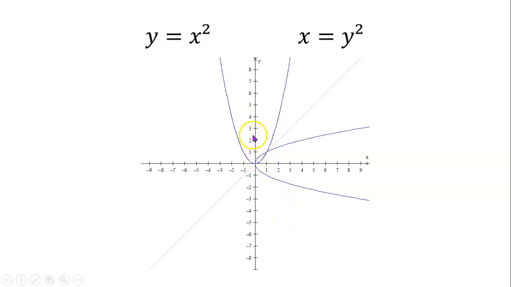So before we inverted it or reflected it across that diagonal line, it was a function, but it was not a one-to-one function. The way we can tell that it's not a one-to-one function is what's called the horizontal line test. And I'll come back to that in just a minute here.